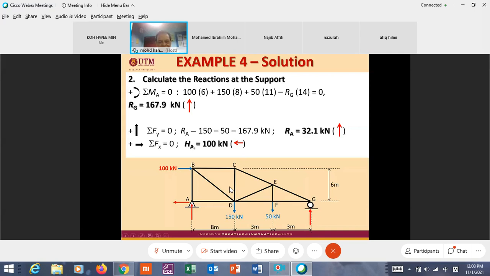And for HA, we use Σ Fx equal to 0, the summation of force in the x direction equal to 0, 100 plus minus this one. So this one, 100, is in the opposite direction to the applied load.